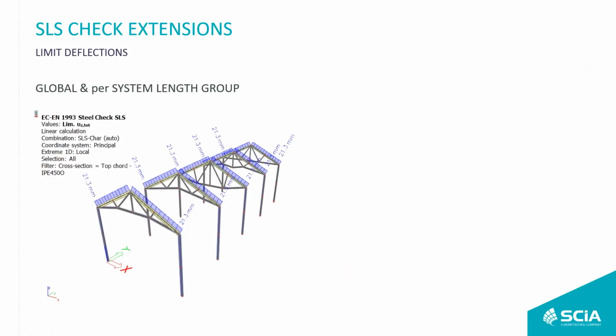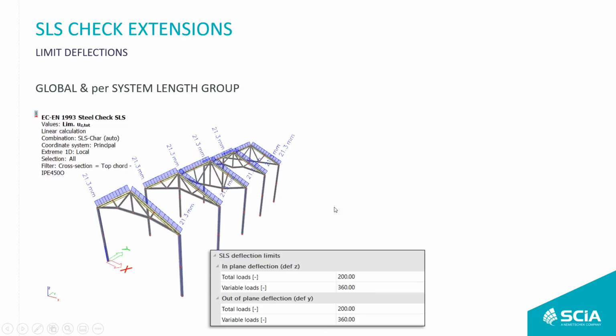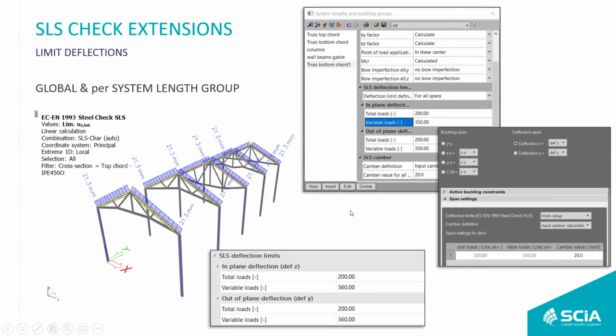Then I showed you limit deflections that you can show on the structure. So these are the maximum deflections we are checking against. You can define them for all members in the steel setup, or you can define them per buckling group, which means per span.